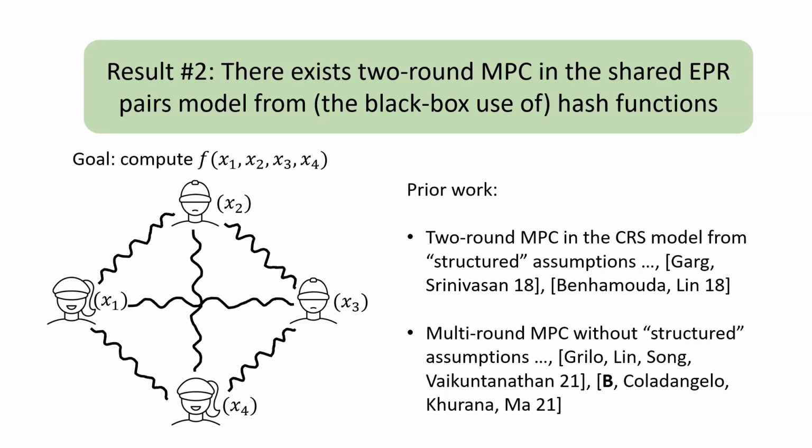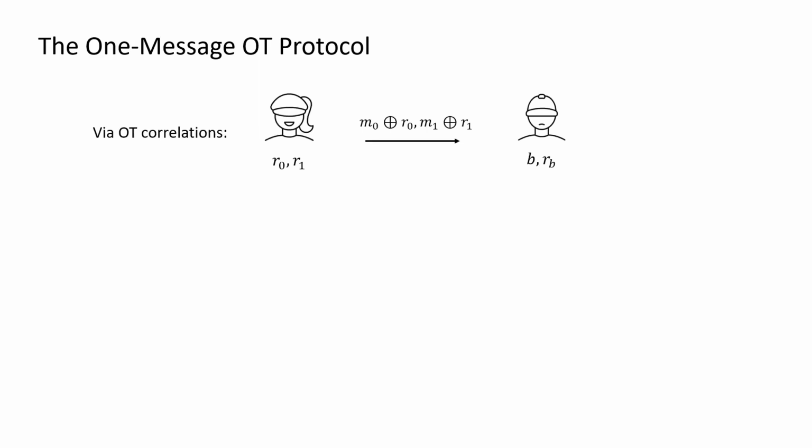All right. Now I will spend most of the rest of my time talking about the one message protocol, in particular our one message OT protocol. It basically suffices to come up with what I'll call OT correlations, which are two random strings that Alice receives and a random bit b along with r_b that Bob receives. Once they have this, Alice can just use her two strings to mask her chosen inputs.